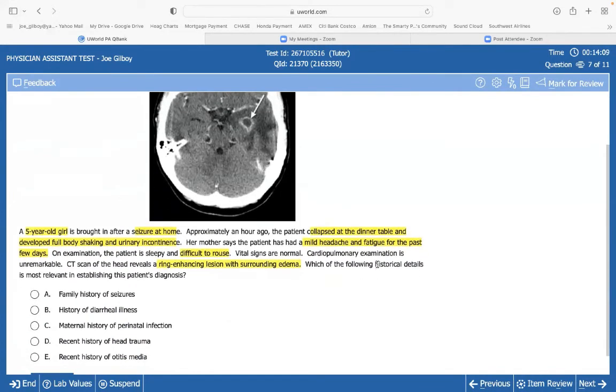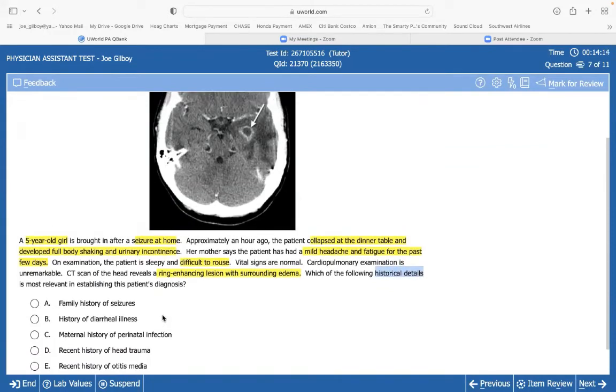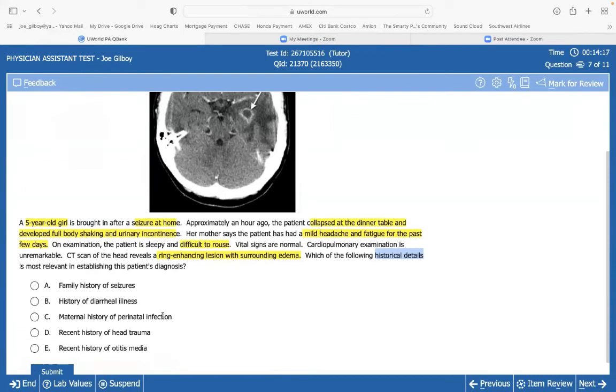Which of the following historical details is most relevant? You're like, okay, so she's got this thing in her head. So history of seizures, that makes no sense. Diarrheal illnesses, that just doesn't make any sense to me. Perinatal infection, she's 5, that would have been much sooner. So here we are. Stop, pull back, common sense. I got either recent head trauma or recent otitis media.